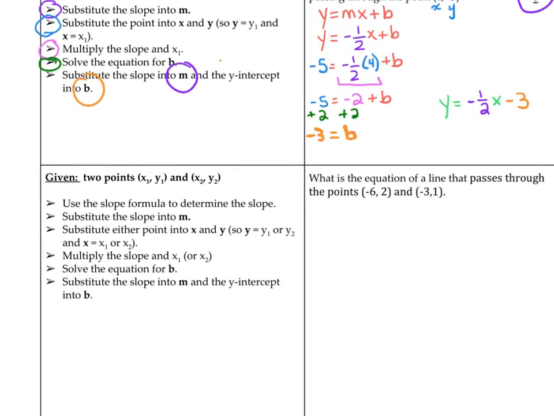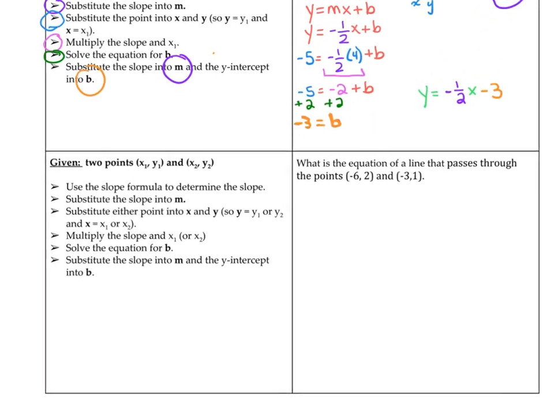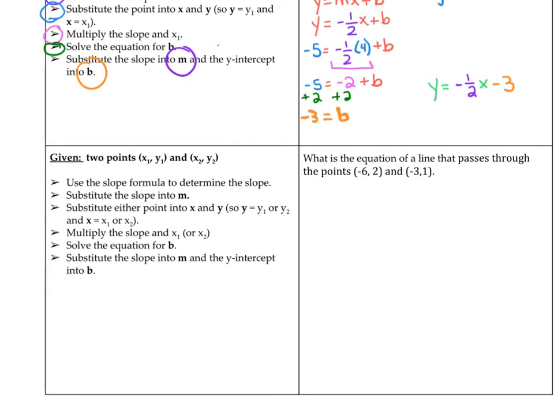Now in some cases, you aren't given the slope or the y-intercept. So in this example, you are given 2 points. What is the equation of a line that passes through these 2 points? First you have to figure out what the slope is to be able to substitute that in for m, and then you have to figure out what the y-intercept is to be able to substitute that in for b.